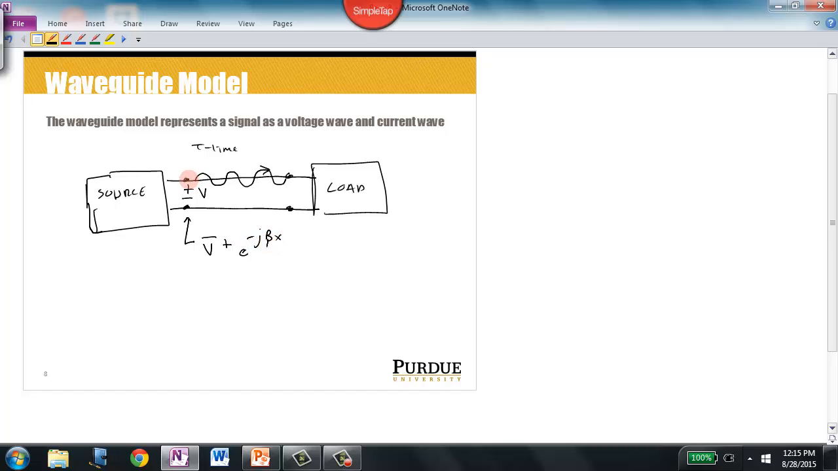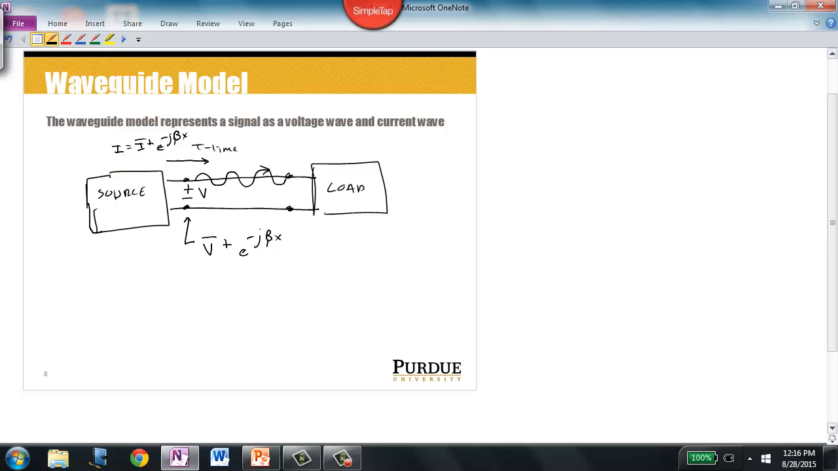And because of the RLC network that represents this transmission line, there's also an associated current wave that's going to be flowing sinusoidally from the source to the load, and that is a current I is equal to I bar plus e to the minus j beta x. So it's a phasor current, and then there's this distance dependent property.